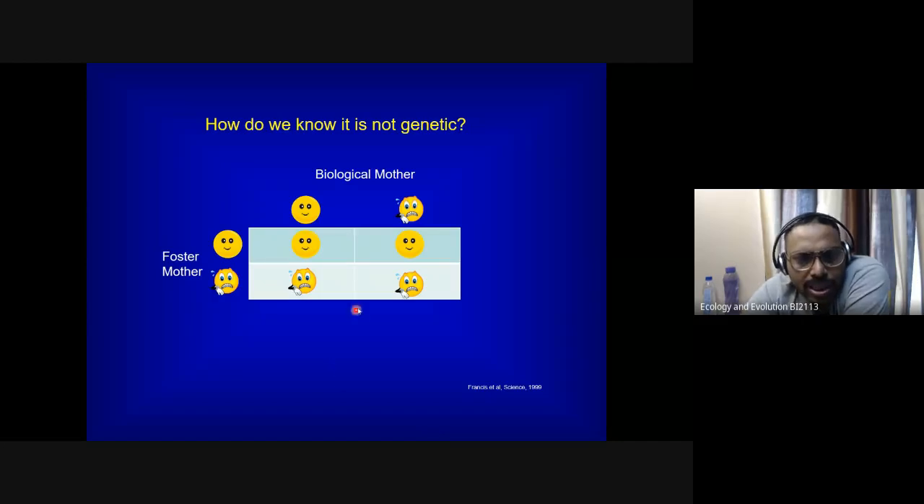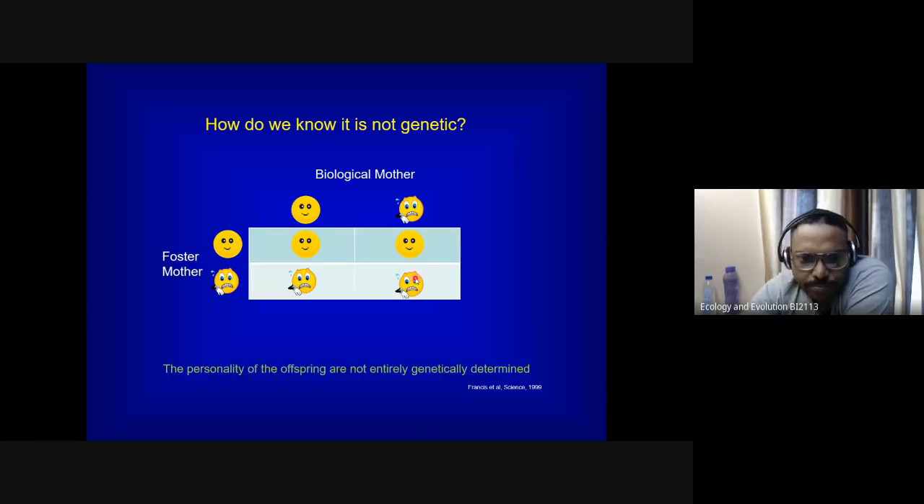So essentially what it says is that the identity of the biological mother will not matter. It is the foster mother's identity which will determine whether the offspring is relaxed or whether it is anxious. Okay, so this suggests that a very important and potentially fitness determining parameter like anxiety, etc., of the offspring is not entirely genetically determined. There is a massive behavioral component to it.